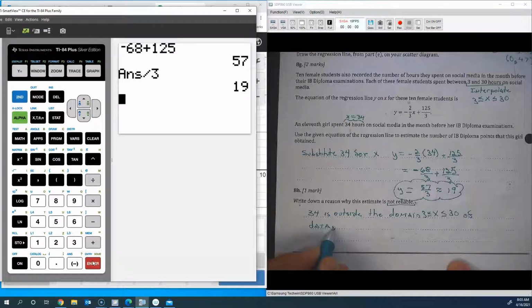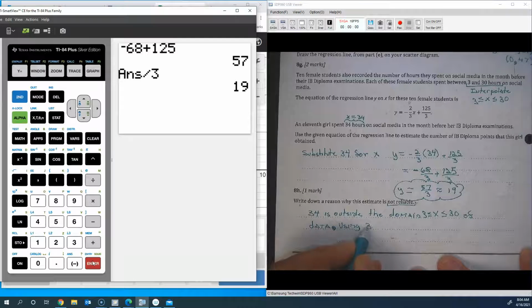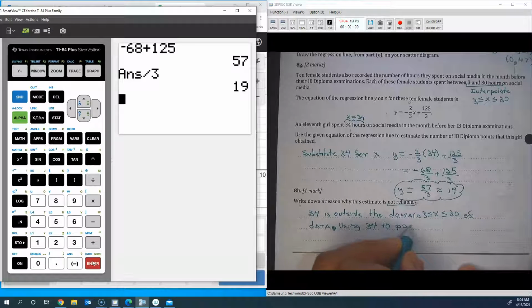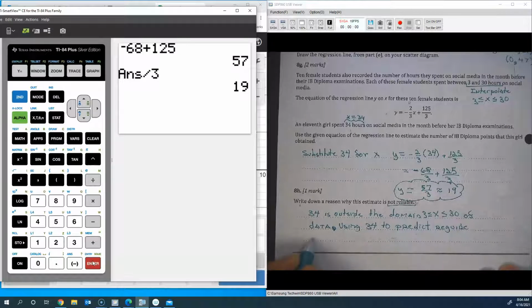So using 34 to predict would require extrapolation, which is not reliable.